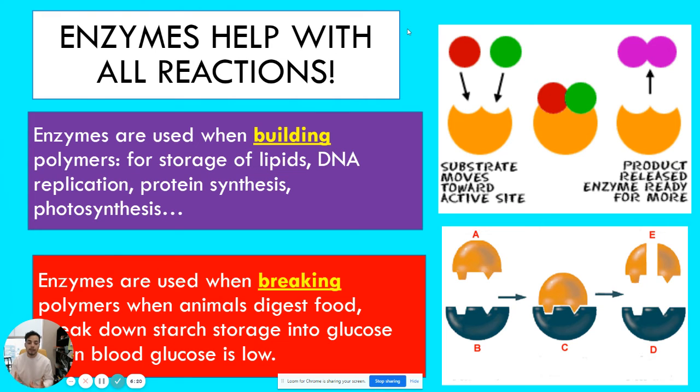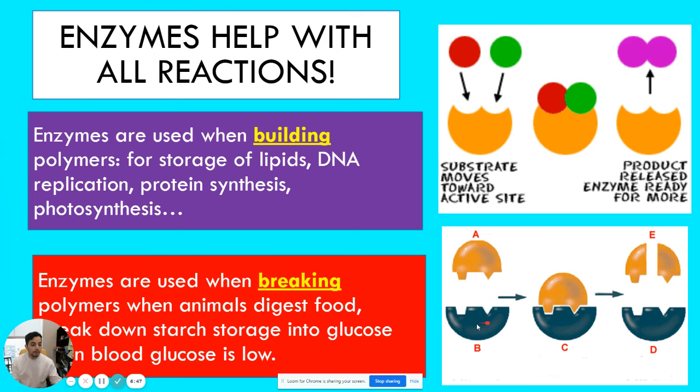So when we digest something, we have to break down nutrients. When we have to break down starch into glucose, so like carbohydrates. So we're going to use all of these things. This is an example right here. So we have the enzyme, we have the substrates that move towards the active site, bind together, and we are making a new product. Okay.